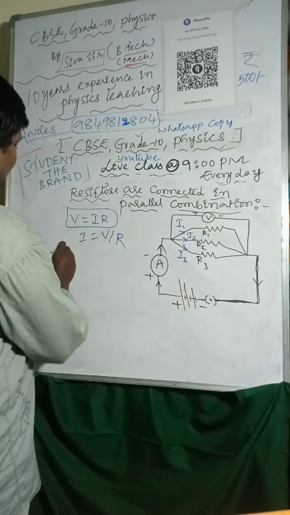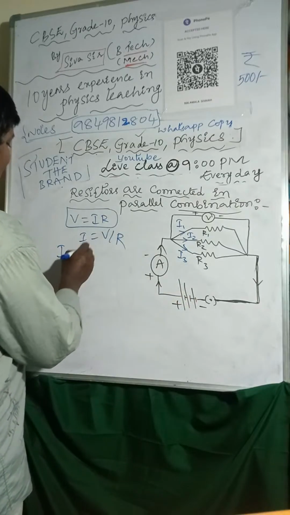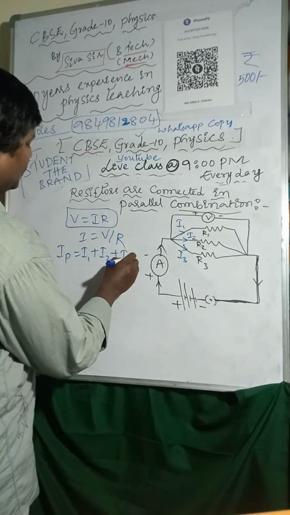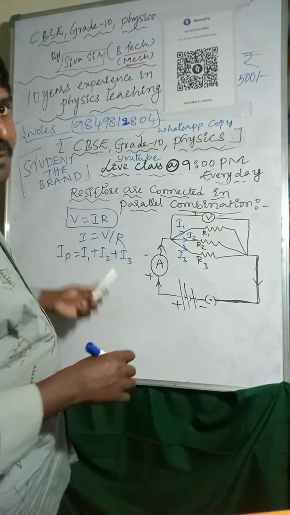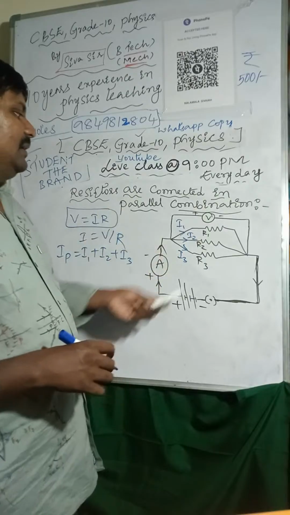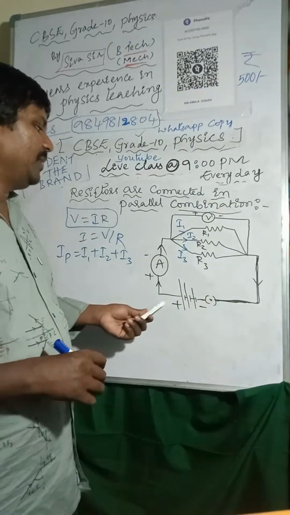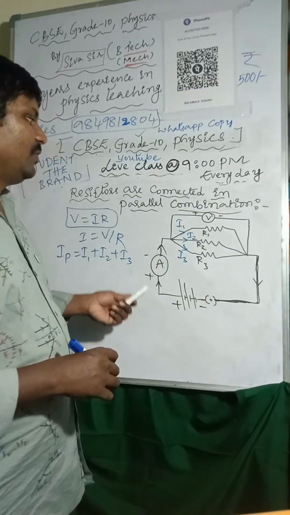So here we can take IP equal to I1 plus I2 plus I3, where IP is the overall current in the parallel combination. So overall current, how much current is flowing from the battery, whatever the current is flowing from here.